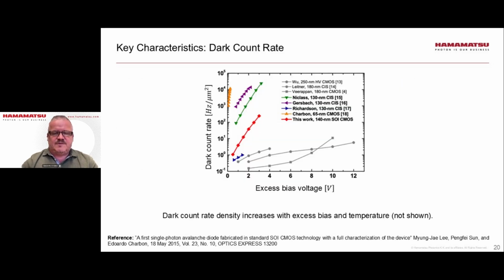And so speaking about dark events, which is the second important characteristic, here we see a plot of dark count rate per unit area, so dark count rate density as a function of excess bias voltage for various structures developed by various groups. And we see that in all cases, we are going to have an increase of dark count events as a function of bias voltage. So typically in practical situations, a manufacturer is going to recommend a certain excess voltage or bias voltage or overvoltage, which will optimize the performance of a SPAD.